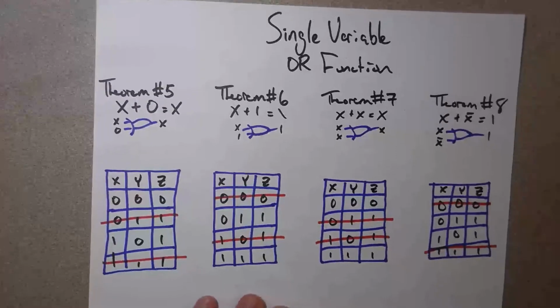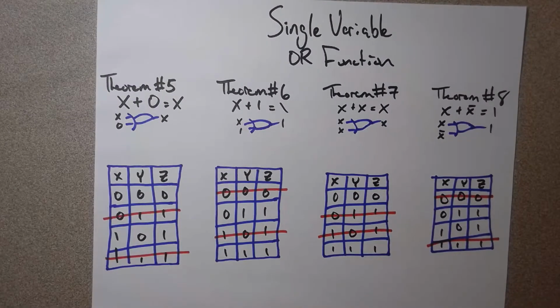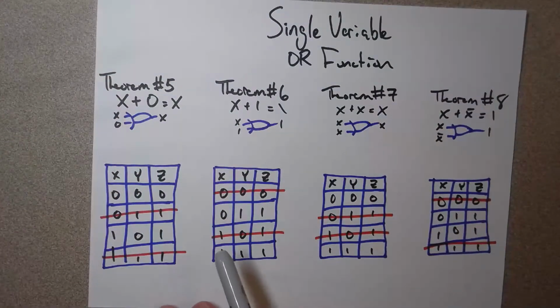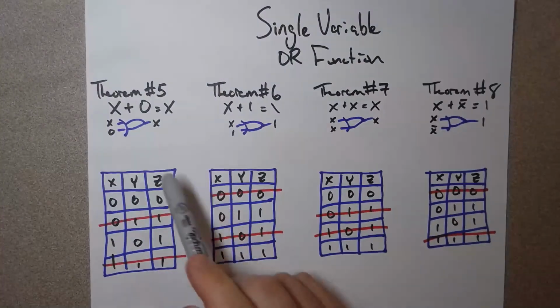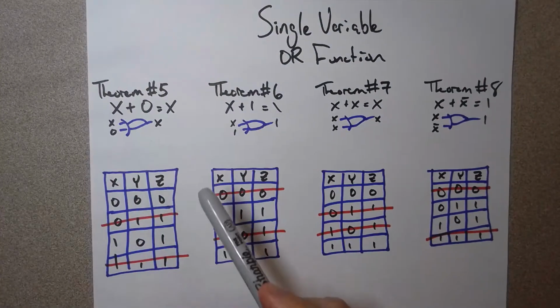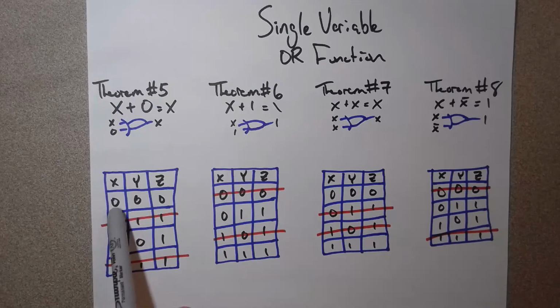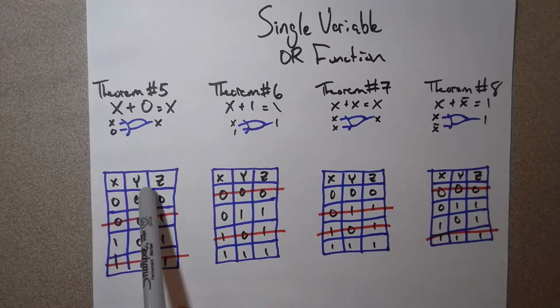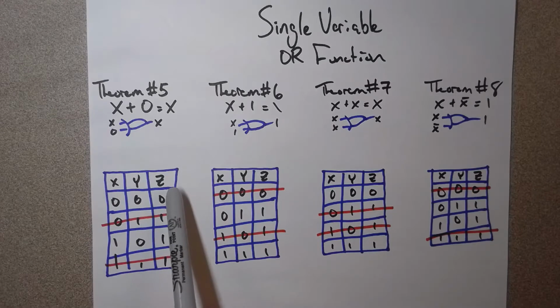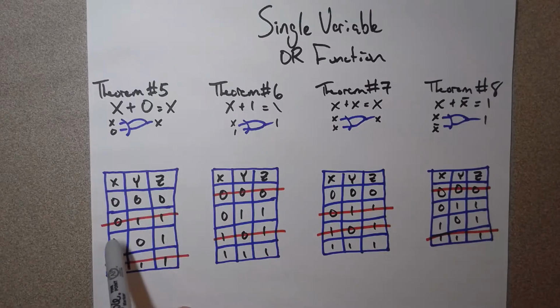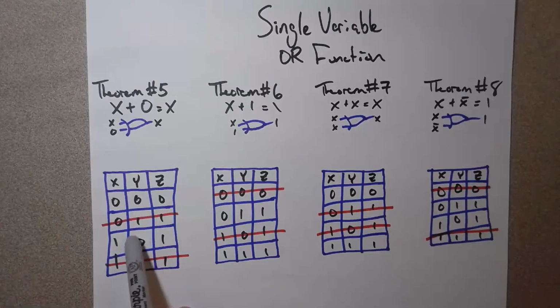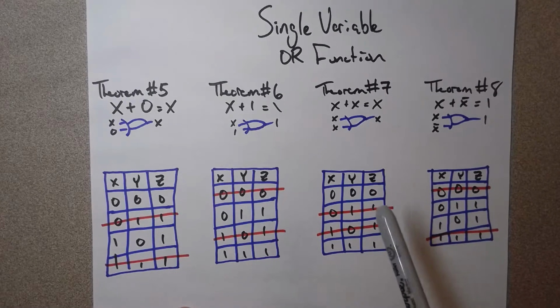We've also got 4 single variable OR function theorems. This first one, theorem number 5, x or 0 is going to be equal to x. So we've got x or 0 is going to be equal to x. We can look at our truth table here. x or 0 is going to be equal to 0, but that's if x is 0. If x is 1 down here, then 1 or 0 is going to be equal to 1.